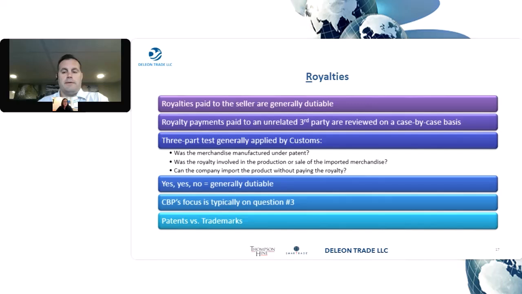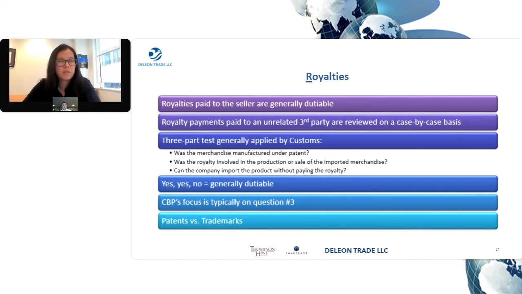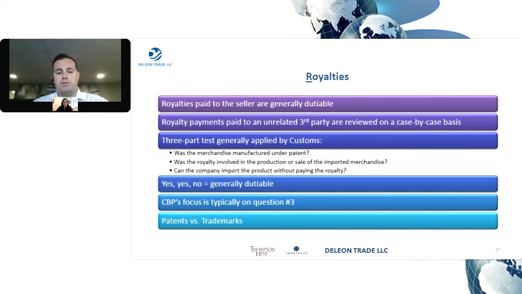For sure. The second one, royalties. We see this quite a bit. It's related to intellectual property. A lot of times, as a condition of importation, you may have to pay a royalty to the seller. CBP applies a three-part test to determine whether it's dutiable or not. And what I'll say is, typically, if we're talking about a royalty that's related to a patent or production of the imported merchandise, it's going to be dutiable.